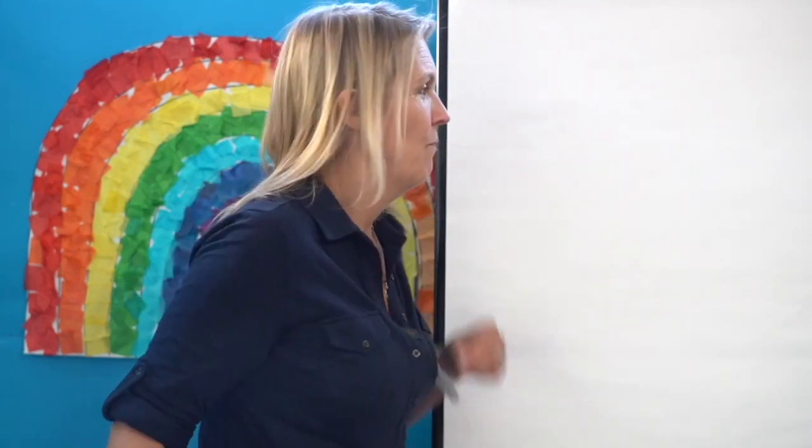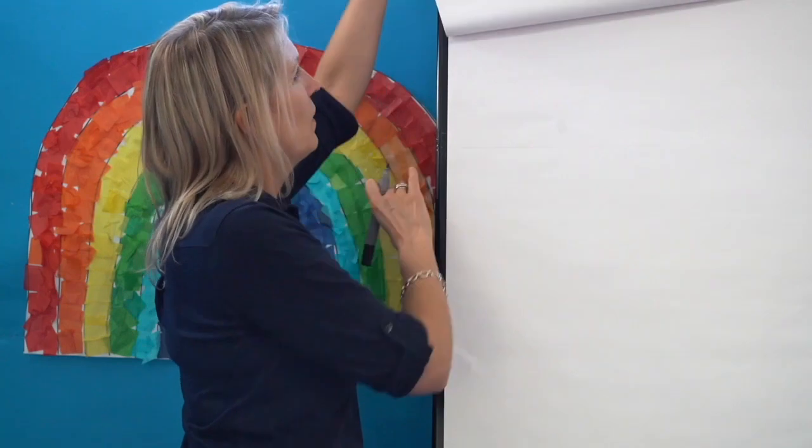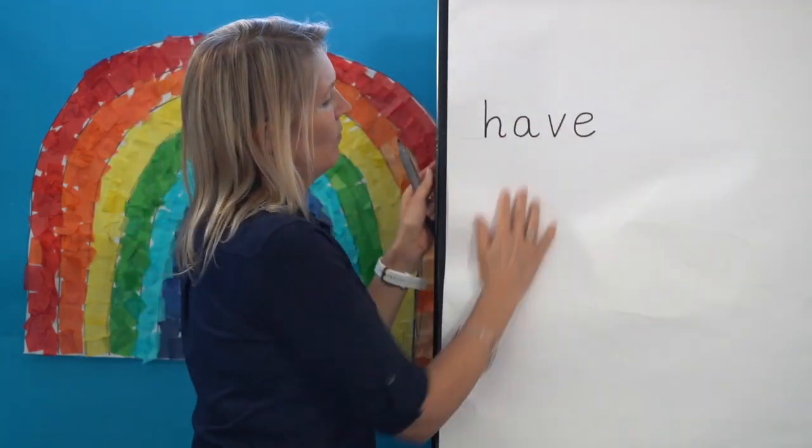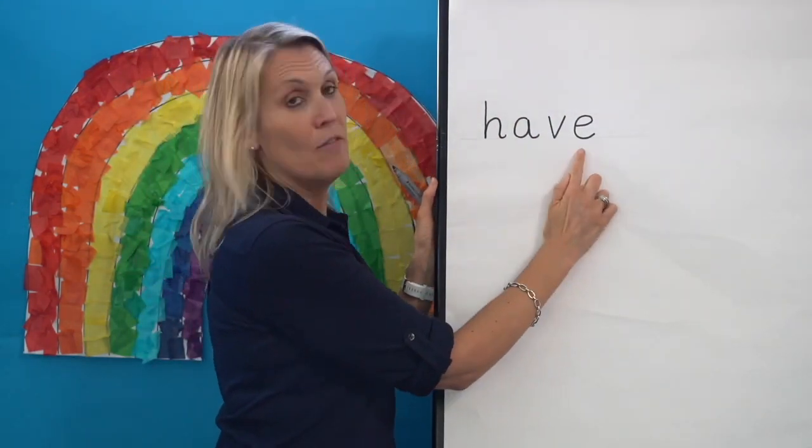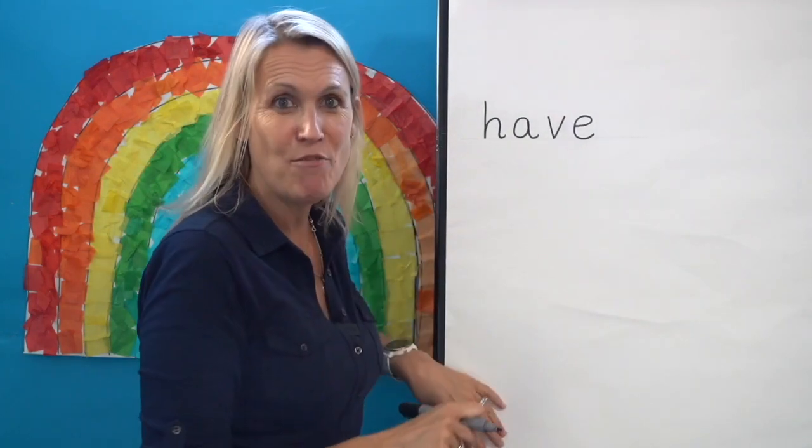It's your turn. Are you ready? Say the word. Say the sounds. What's the tricky bit? The sound v is written with the letters v, e. Write them down. Have you remembered? Are you ready? Okay, let's check our spelling. Have. Did you get it right?